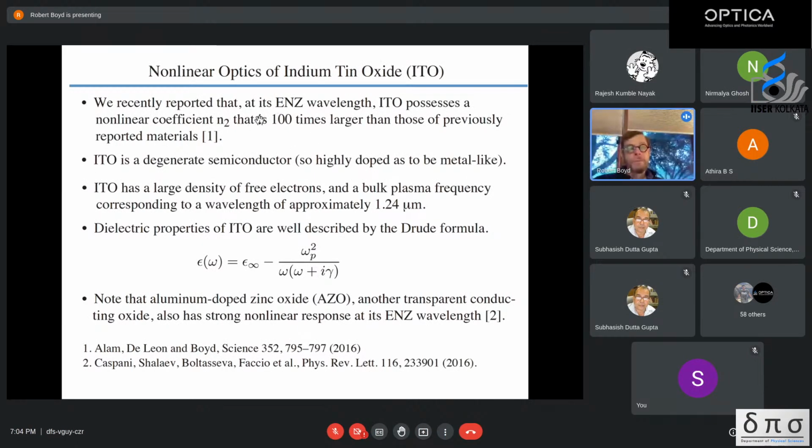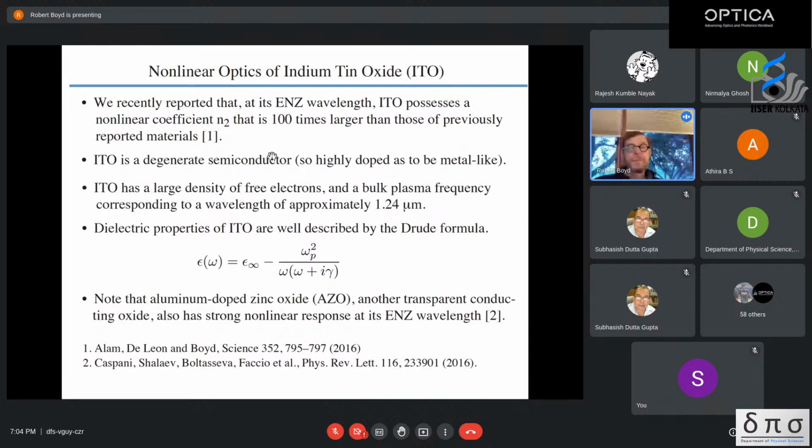We recently reported that at its ENZ wavelength, ITO possesses a very, very large value of M2, 100 times larger than those of previously reported materials. So what is ITO? Well, it's a degenerate semiconductor, low loss, meaning that it's so highly doped as to be metal-like. It has a high density of free electrons, and the bulk plasma frequency corresponds to a wavelength of 1.24 microns.